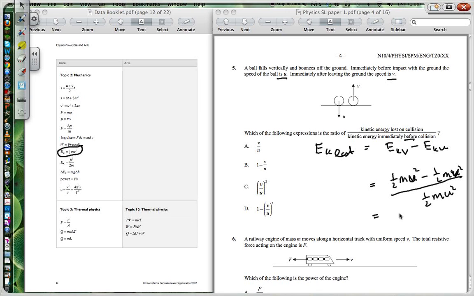So I can factorize the half m, and I'm going to get u squared minus v squared divided by a half mu squared. The half m can then cancel. The u squared and the u squared goes to 1 minus, and we still have this one, so it's going to be v over u all squared. So this D over here would be correct.